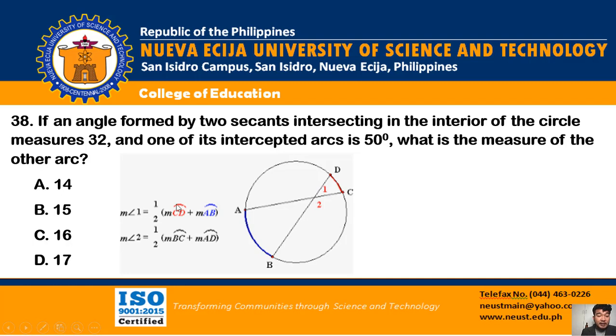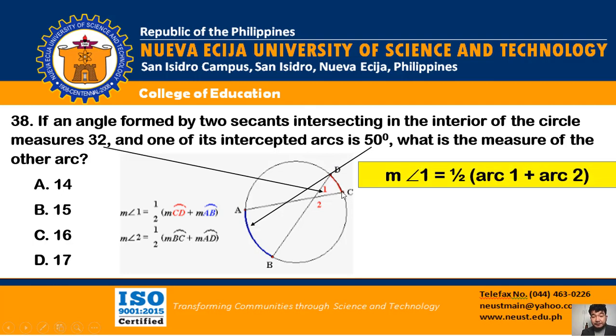Angle 1 is equal to 1/2 of the sum of its 2 intercepted arcs. So arc BC plus arc AB divided by 2 gives the measurement of angle 1. In this case, angle 1 is equal to 32 because that is the measurement given already. And then the measurement of one of the arcs is also given, which is 50 degrees. So our task is to solve for arc BC.